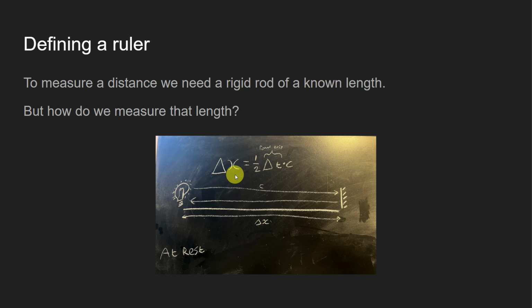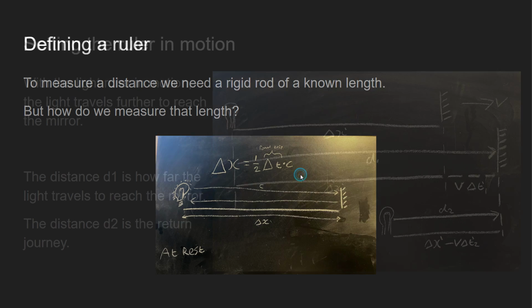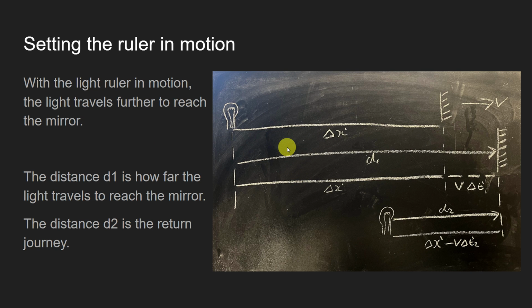So to calculate the length of the rod, we do delta x equals a half delta t, which was the round trip speed, times c, the speed of light. Now if this ruler gets put in motion, the diagram begins to look a lot more complex. So to start off with, it looks like we've got a similar setup to before, where we've got the light and a distance, delta x prime. This distance isn't equal to delta x, because it will have been changed due to the relativistic physics.